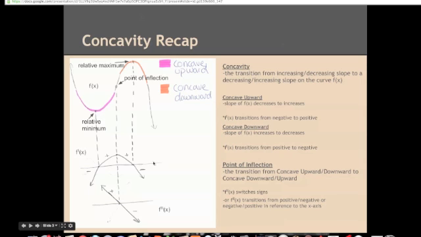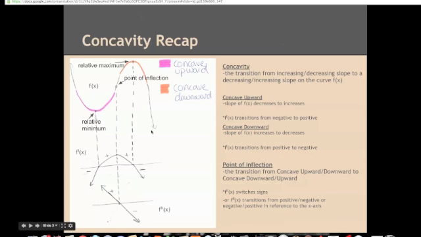So you could also see this in our first derivative, where it goes from negative to positive at this critical point. So we have our negative here, goes to a critical point, becomes positive. And that would be our concave upward, and then our concave downward goes positive to negative at this critical point.